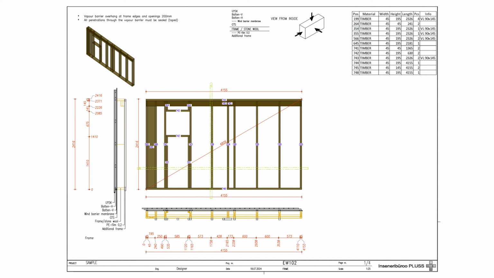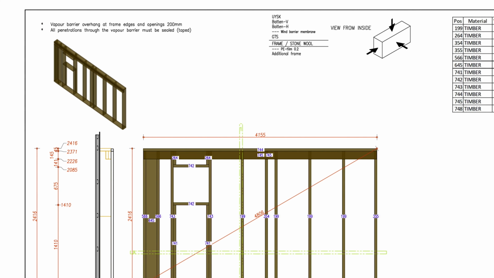For example, on the first stage of the assembly of the element, looking at the first page of the drawing, the remarks in the left upper corner are indicating that while installing the vapor barrier, make sure that the vapor barrier film overlaps the edge of the frame and openings by 200 millimeters, and all penetrations, like electrical or ventilation penetrations, through the vapor barrier should be sealed with tape.